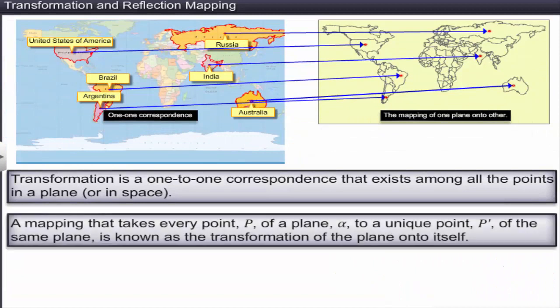A mapping that takes every point P of a plane alpha to a unique point P' of the same plane is known as the transformation of the plane onto itself. It is both one-to-one and onto. This mapping is symbolically denoted as alpha of P is equal to P'.